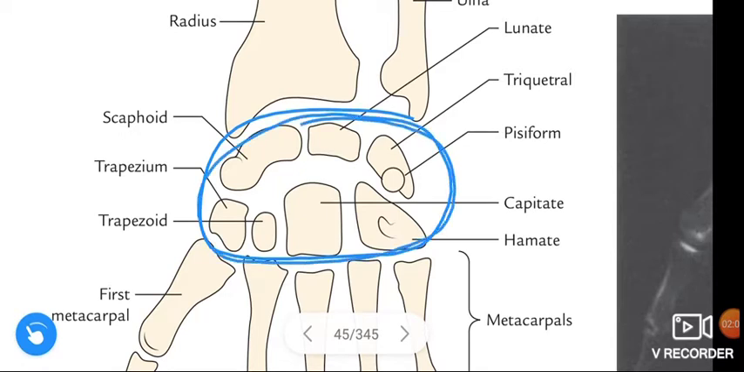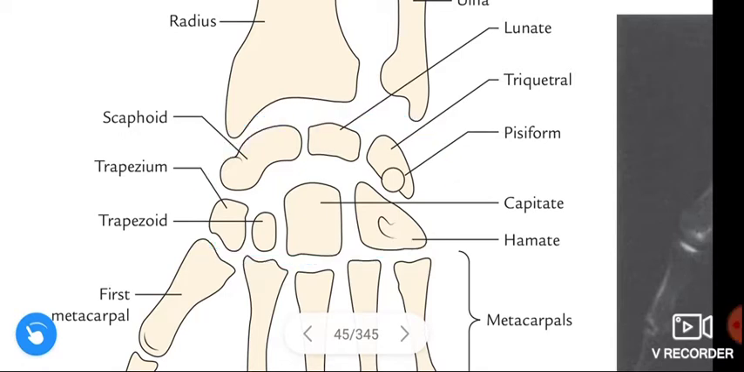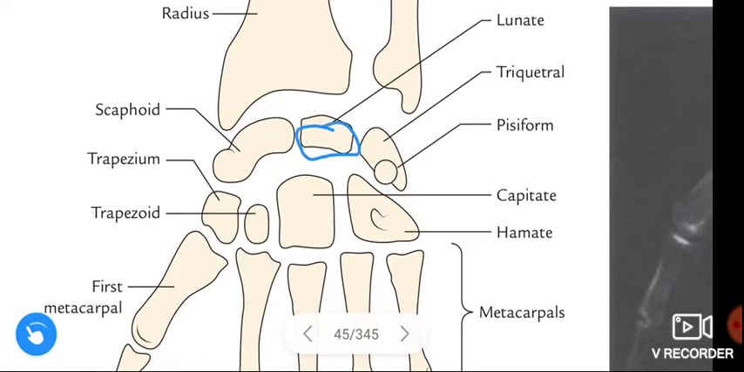Coming to the figure, if you see this figure, these are the carpal bones. See what they are. This is the scaphoid, trapezium, and this is the trapezoid, capitate, hamate, and this is the triquetral, and this is the pisiform. This is the lunate. These are the carpal bones.